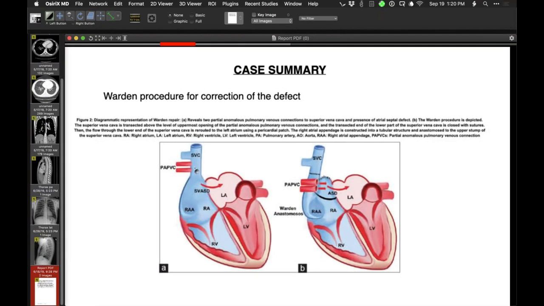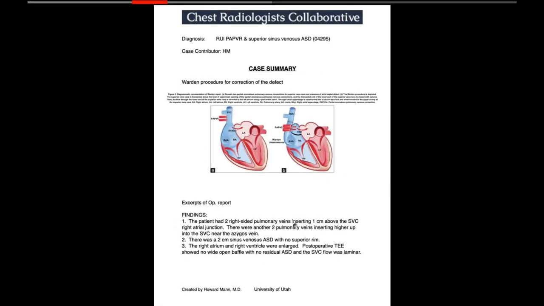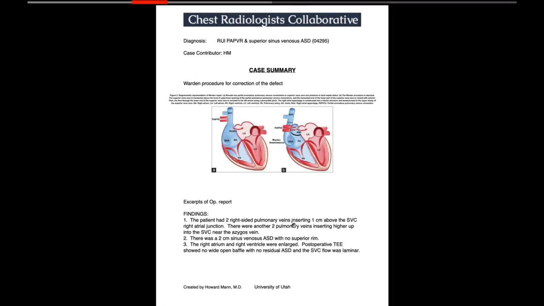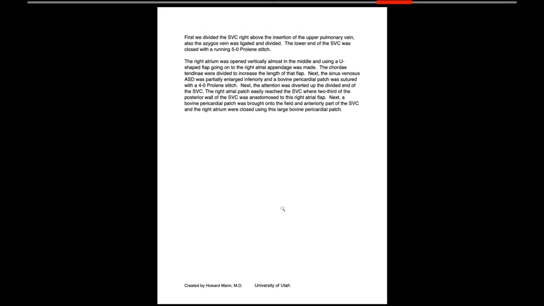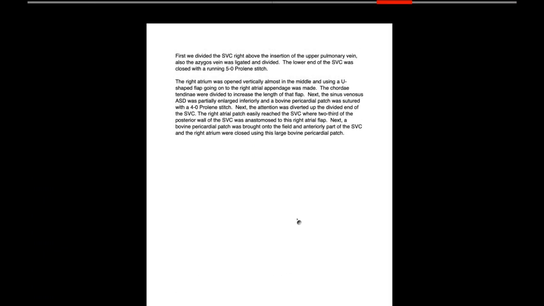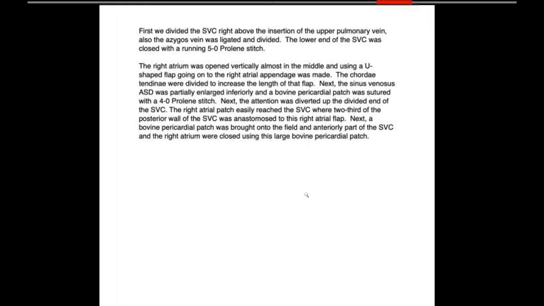So you see how they basically isolate that segment where the anomalous pulmonary veins go in, and using some pericardium, they create a baffle so that it goes to the left atrium. And then basically you connect up the SVC with the right atrium again. And then you can see here the excerpts of the op report, where it's a nice description of the Warden procedure. So I'll just leave that up for a few seconds so that you can read that, or if you're viewing the video, just pause that and you can see a description of the Warden procedure to fix that right there.